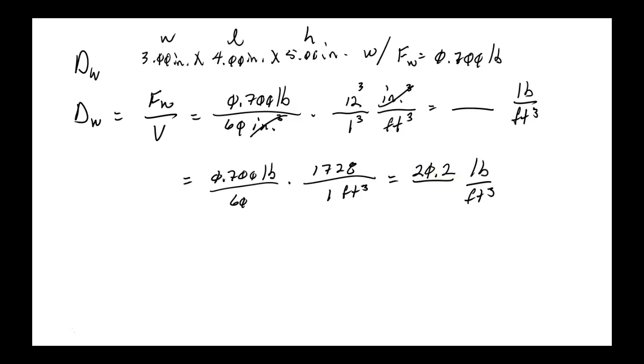Let's see what they got. Oh my goodness, they got it right. 20.2 pounds per cubic feet. Now, think back. Water, 62.4 pounds per cubic feet. That's going to float very easily. Okay? And wood usually does float.